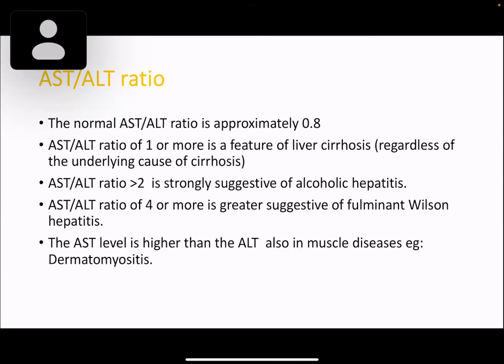Also, AST can be higher than ALT in those who have muscle disorders, such as dermatomyositis or rhabdomyolysis. As I said before, AST also can be released from skeletal muscles, from the heart, and other tissues other than the liver.